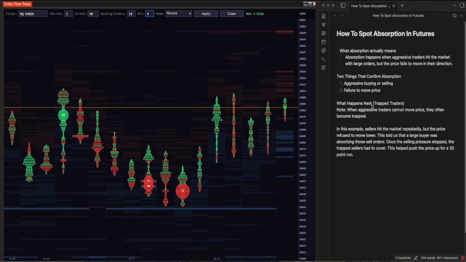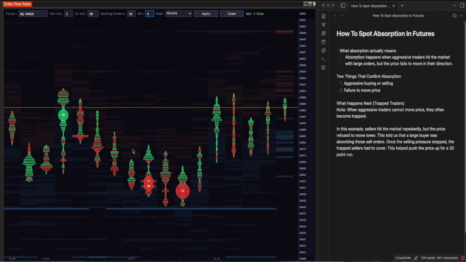Well, what happens next? Trapped traders. Note, when aggressive traders cannot move price, they often become trapped traders. In this example, sellers hit the market repeatedly, but the price refused to move lower. This told us that a large buyer was absorbing those sell orders. Once the selling pressure stopped, the trapped sellers had to cover. This helped push the price up for a 30-point run.